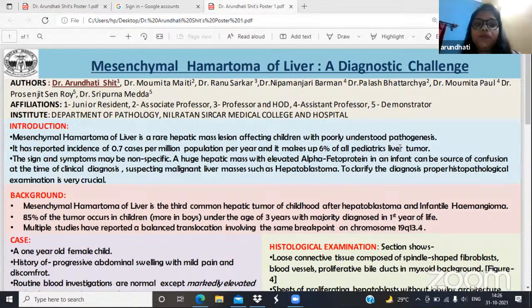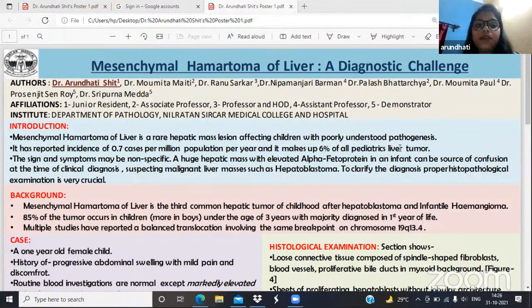Good afternoon to my respected teachers and fellow colleagues. I am Dr. Arundhati Sheth, second year PGT of Department of Pathology, NRS Medical College. Today I am going to present my e-poster on mesenchymal hematoma of liver, a diagnostic challenge. I have done the study under guidance of Dr. Moumita Maiti and Dr. Ranu Sarkar ma'am of our own pathology department.